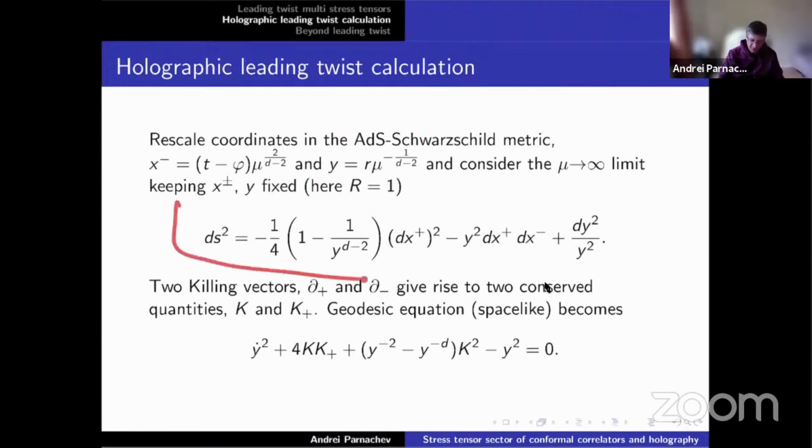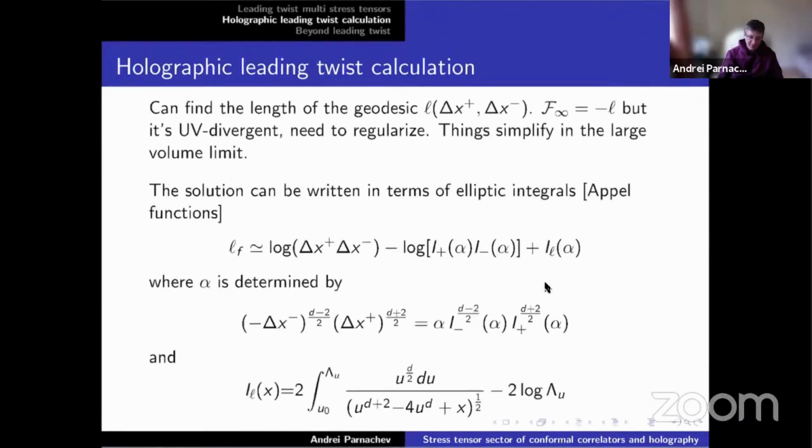So the resulting metric has this interesting form. It's fairly simple, and you can compute geodesics by doing the standard exercise where you have two Killing vectors, two conserved quantities. You write down the geodesic equation this way, and then you need to find the length. So all of this is standard. The only problem is you have to regularize. But this you can do, and the result is something that is written in terms of these kinds of elliptic integrals.